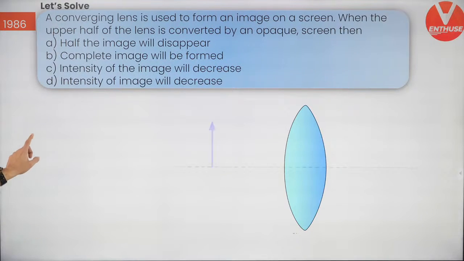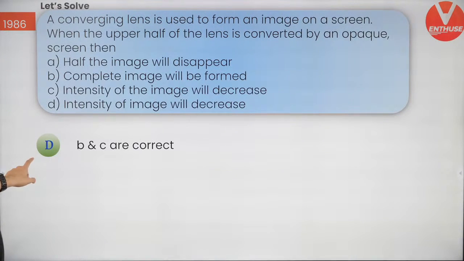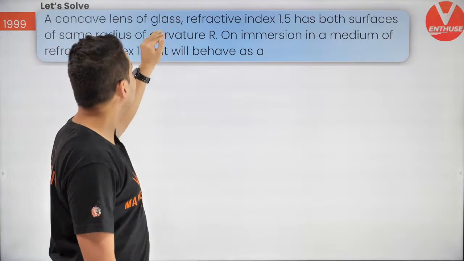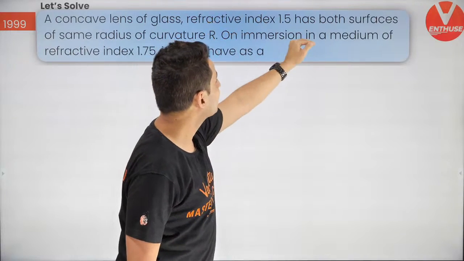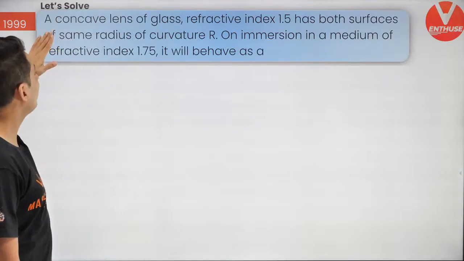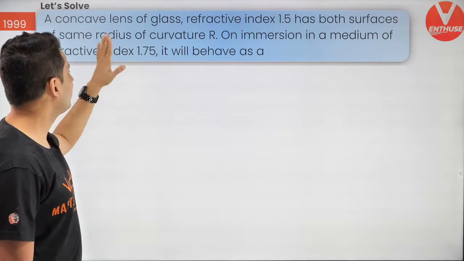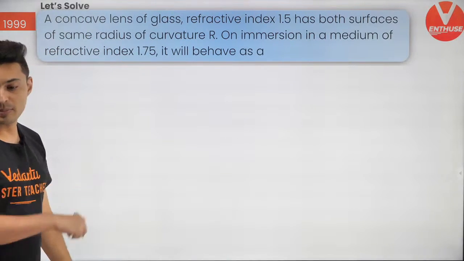Okay, so I think I discussed this question right now. So B and C are correct. Option D. Okay, we are done with this. 1999 question. A concave lens of glass, refractive index 1.5, has both surfaces of the same radius of curvature. On immersion in a medium of refractive index 1.75, what will it behave like?